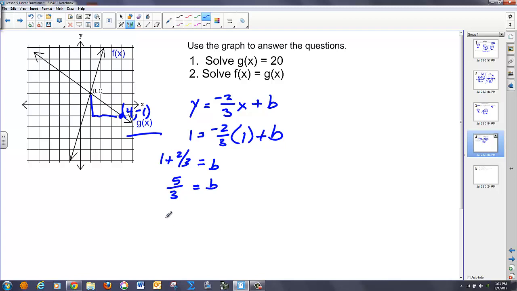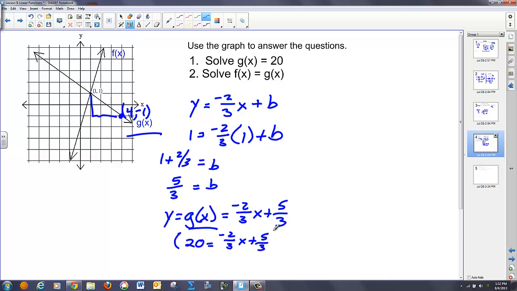So y, or g of x, is equal to negative 2/3 x plus 5/3. Now this initial problem asked me to solve g of x is equal to 20. So the term g of x is equivalent to 20, which is equal to negative 2/3 x plus 5/3.